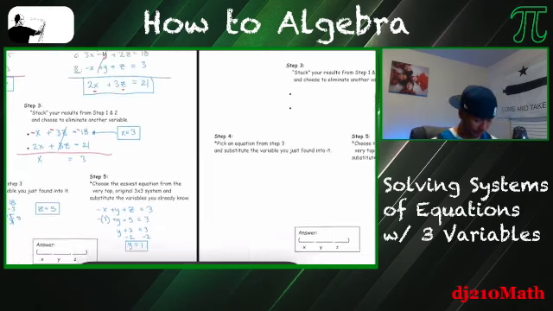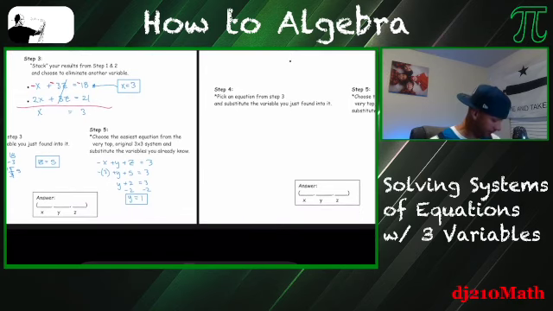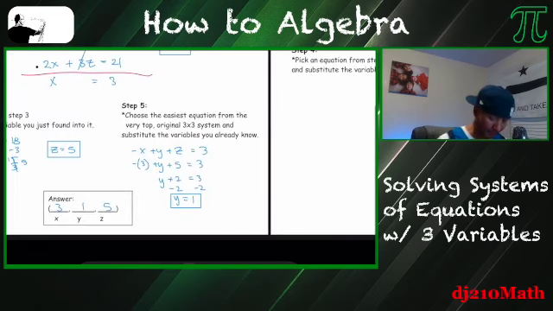So x, y, z, right? X is equal to 3. Y is equal to 1. Z is equal to 5. So 3, 1, 5. Okay. I mean, that's pretty much it, right?